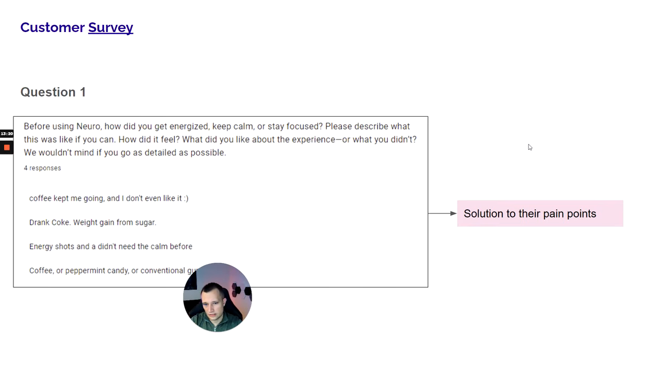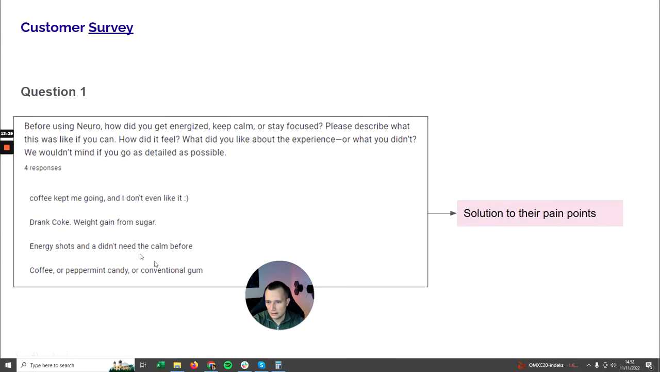But this is what we would be working on in terms of getting that information extracted out, right? And so this question was one where we came up with, and you can see here that there were different responses, although there were hundreds more. I think these were the top 4 we wanted to highlight, which is really interesting, right? So what did you like about the experience, or what didn't you like? We wouldn't mind if you go as detailed as possible.